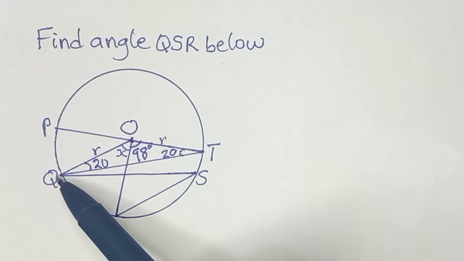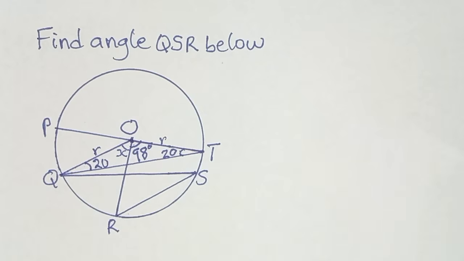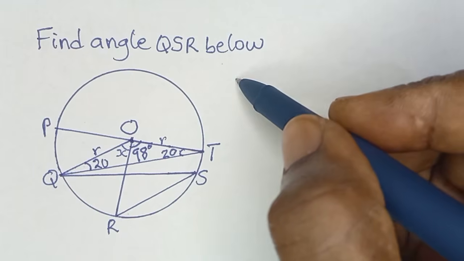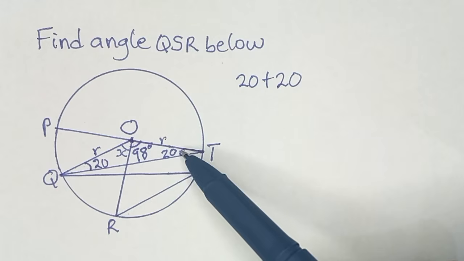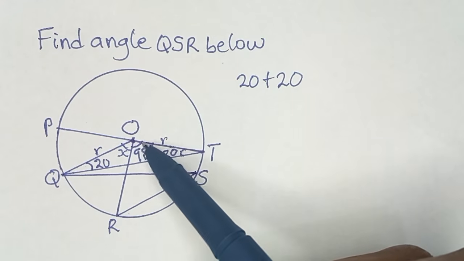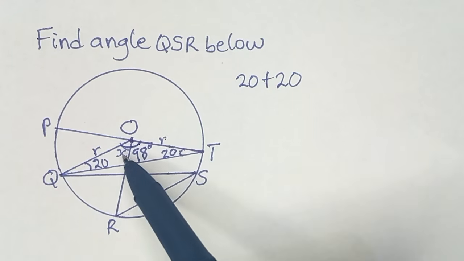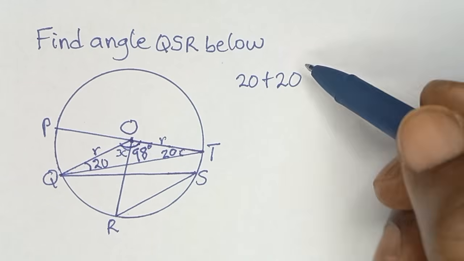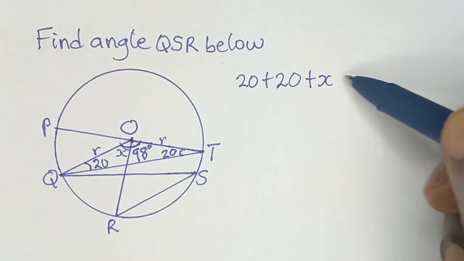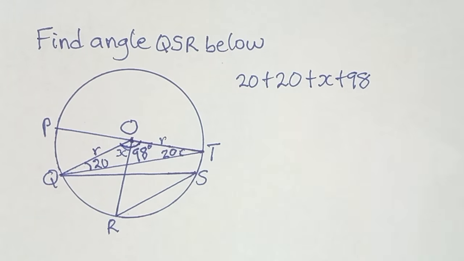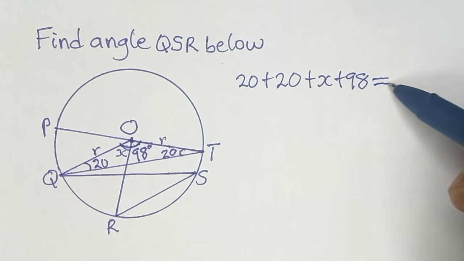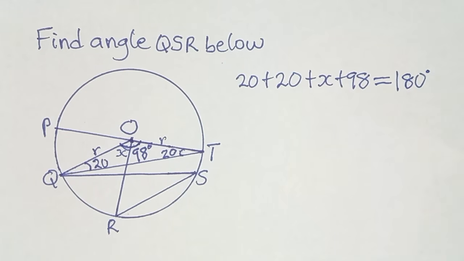Now, using triangle QOT, you are given that the sum of angles in a triangle is 180. So that is 20 plus 20, this 20 plus this 20, plus the third angle of the triangle. That third angle comprises X and 98. So that third angle is both the value X and the 98 added together. That is what will give us the third angle, X plus 98. And that gives us the total sum of angles in a triangle, 180 degrees.